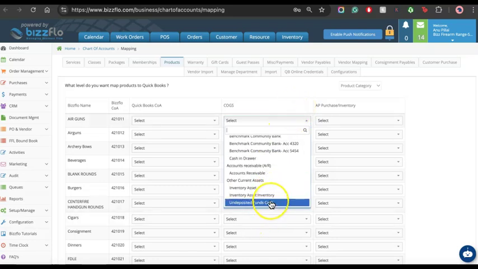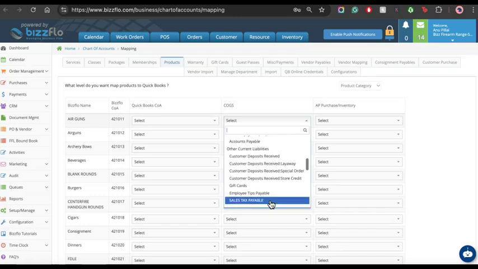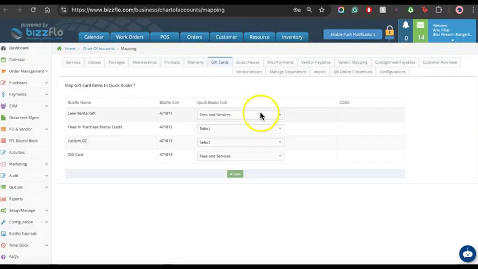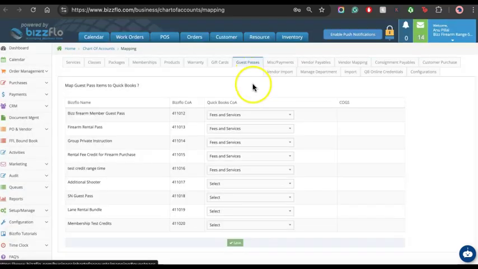Handling gift cards and guest passes. Gift cards must be mapped as a liability until redeemed. Revenue is recognized when the gift card is used for service or product purchase. Unclaimed gift card balances may need to be returned to the state after 5 years. Guest passes. If included in a membership, no mapping is required. If sold separately, you may map them under fees and services.